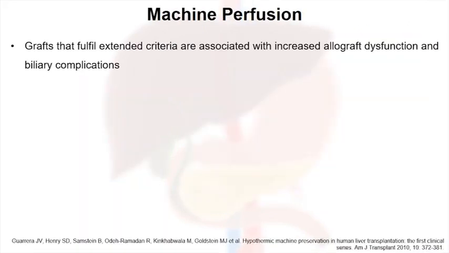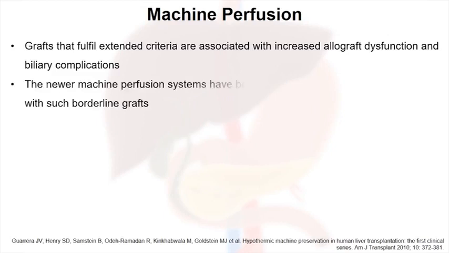Now, machine perfusion is something which is utilized to test whether the liver will work properly or not. It also helps you buy some time. It also helps you make an emergency situation a semi-emergency situation. So for grafts that fulfill extended criteria, associated with increased allograft dysfunction and biliary complications, newer machine perfusion systems have been developed to improve the outcomes with such borderline grafts.